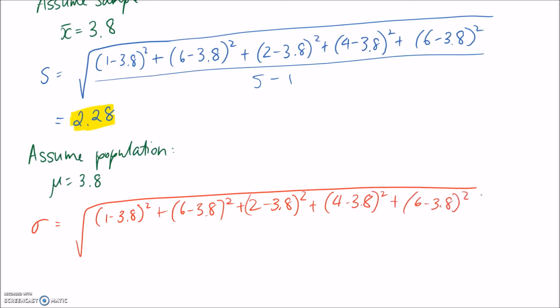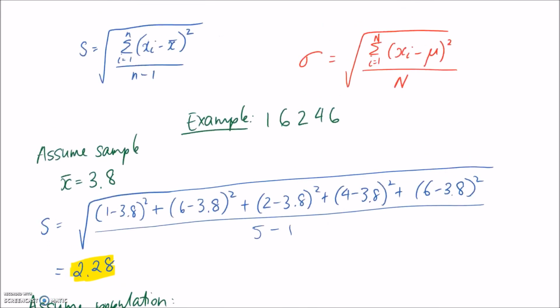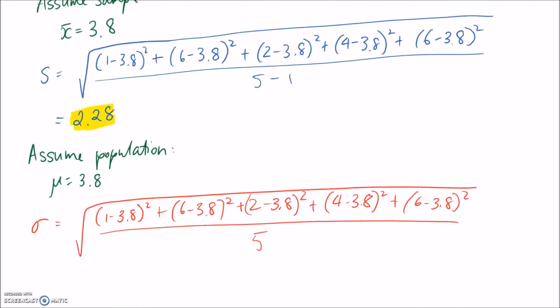Cool, so that's that. And then on the bottom line this time, we have n, which is the number of observations. We have 5, so that goes directly in here. And what we find is that the value, when you type all of that in a calculator, comes out to 2.04. So you might ask, why is this treated differently when it's a population versus a sample?